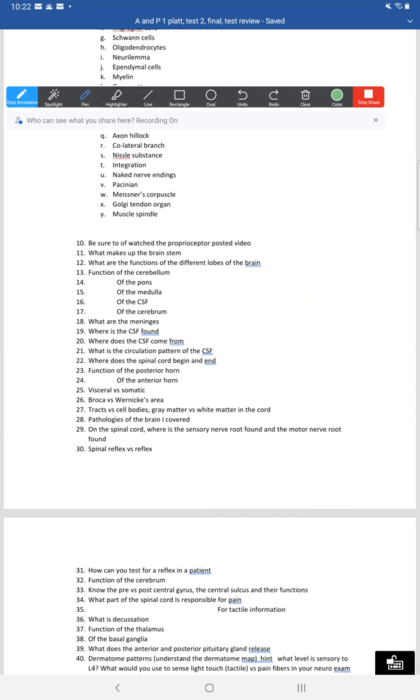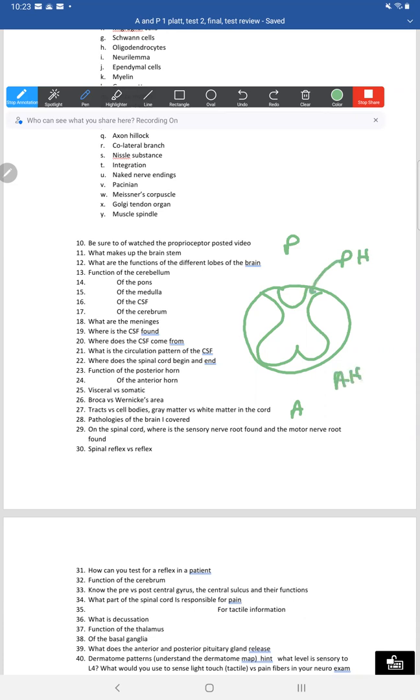Okay, function of the posterior horn and of the anterior horn. On your spinal cord, here's the anterior aspect, posterior aspect. All right, there's the posterior horn, anterior horn. Okay, this would be sensory and motor function.